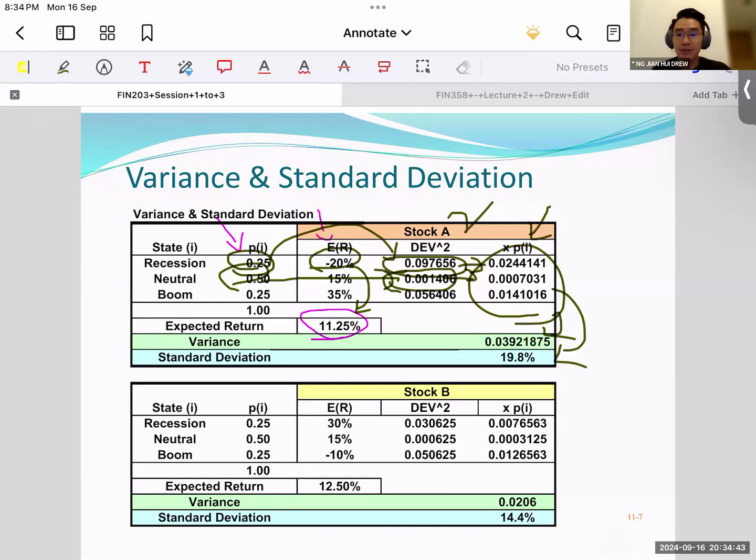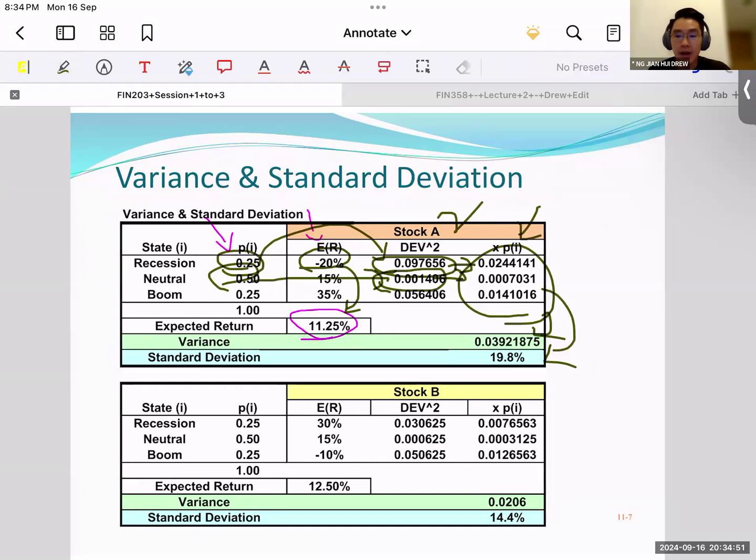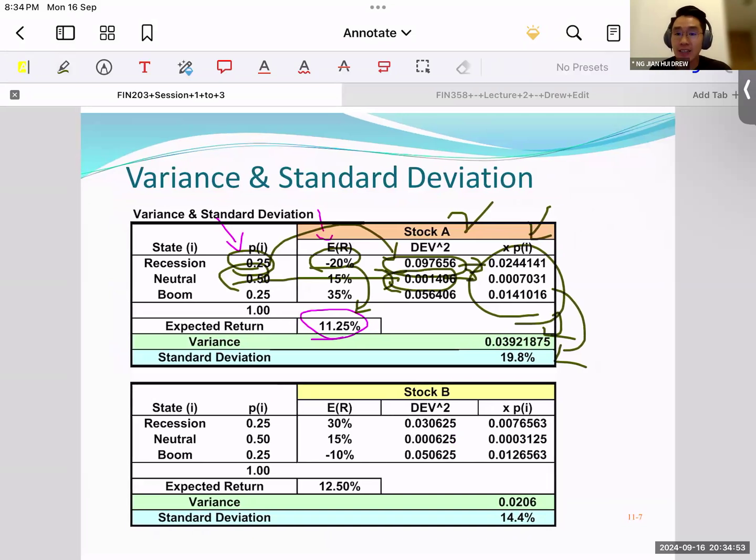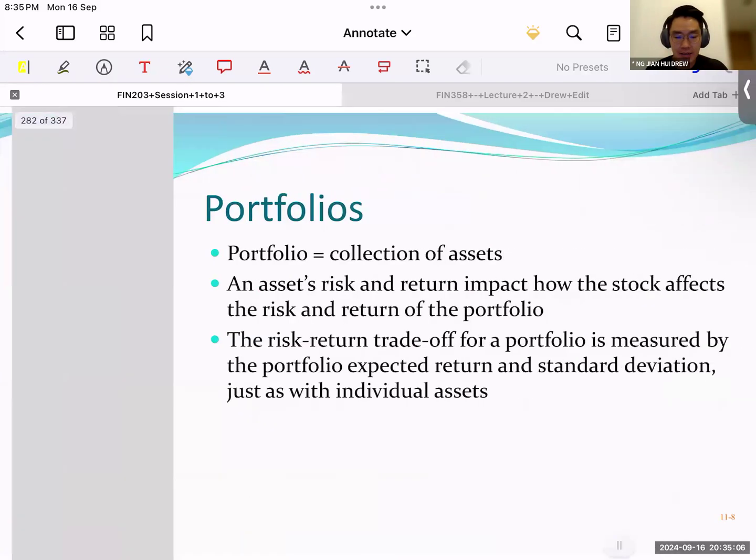Any questions? Pause for a short while. I strongly encourage you to give this a try, to do it in Excel. Try it once. Usually, once you do it once, you know the format to do it. It'll be easy. So just give it a try to see whether you get the numbers.